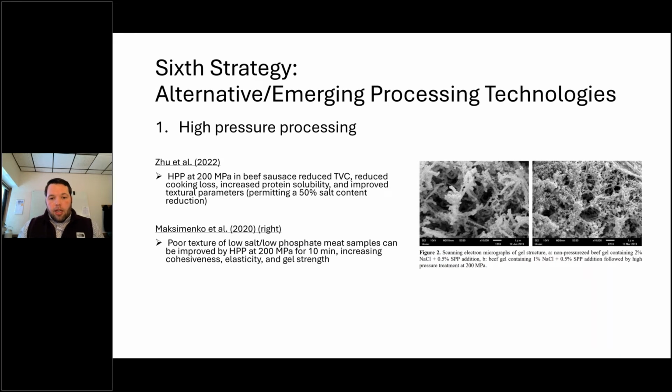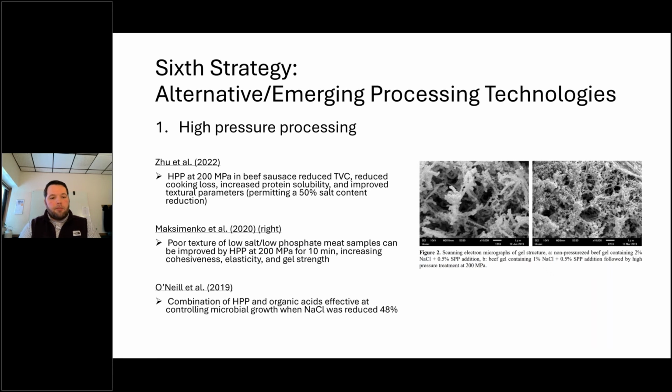Maximenko et al. took low salt, low phosphate meat samples that had poor textural qualities and subjected them to HPP, and that improved the elasticity, cohesiveness, and gel strength. You can see that here with the control on the left side containing salt and STPP, and the right panel containing the same amounts but following HPP. More of those cross-links and better textural properties. And O'Neill et al. in 2019 demonstrated that HPP in combination with organic acids reduced microbial growth and permitted a salt reduction of nearly half.